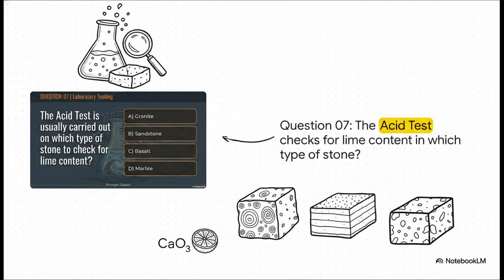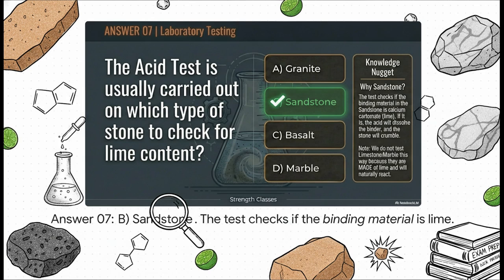All right, I'm throwing a bit of a curveball at you with this next one, so pay close attention. Question 7. The acid test is usually carried out on which type of stone to check for lime content? Your options are granite, sandstone, basalt, or marble. Think it through. The correct answer is B, sandstone.